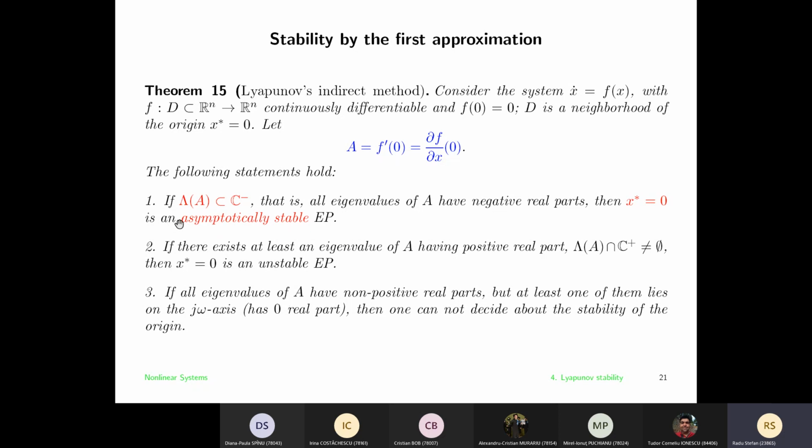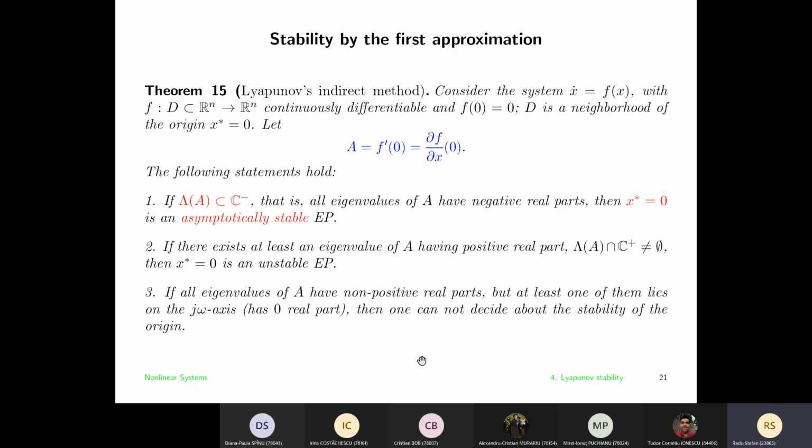You can decide if all eigenvalues have negative real part. You can decide if at least one has positive real part. But if you have eigenvalues with negative real parts and some of them are on the j omega axis, you cannot say anything. There are examples which give you both situations. It could be stable, could be unstable. Anything can happen. So you cannot decide.